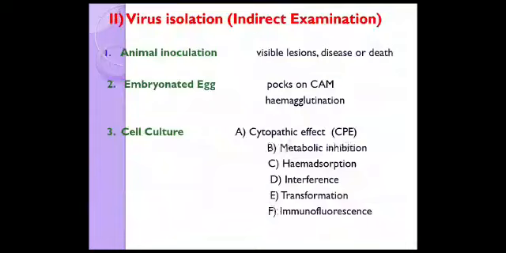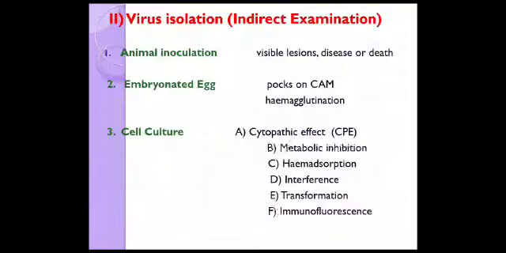Formation of pox on the chorioallantoic membrane. For example, the herpes viruses, the variola viruses, all these can produce pox on the chorioallantoic membrane, and the differences between the formation of these pox can be used for identification of a particular virus. Or you can perform a hemagglutination test once you have harvested the egg.